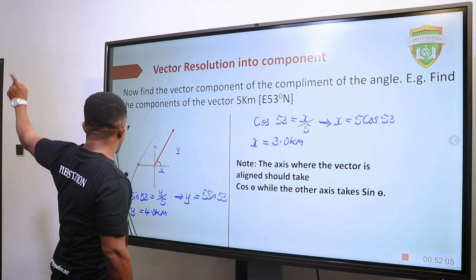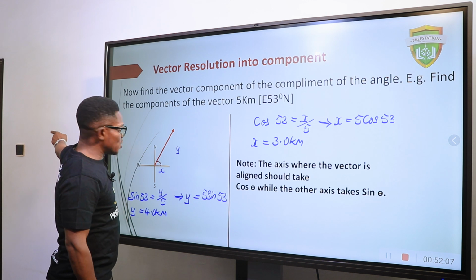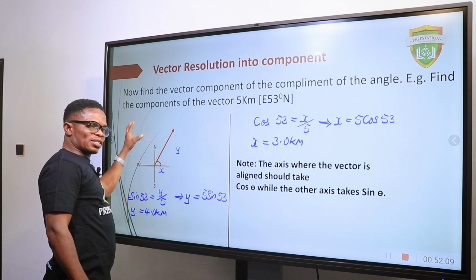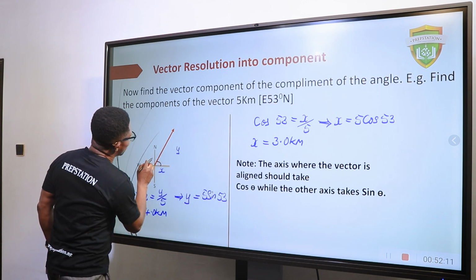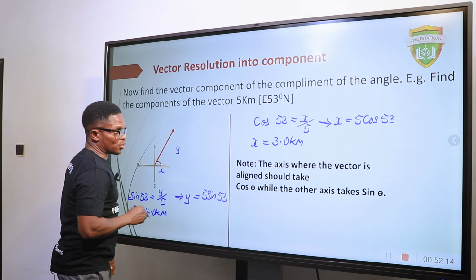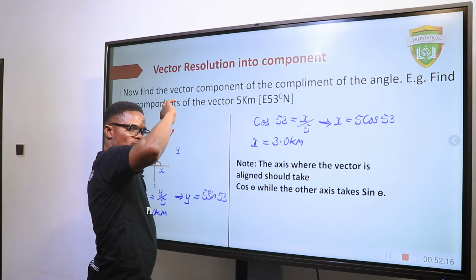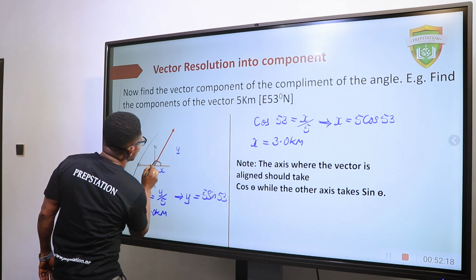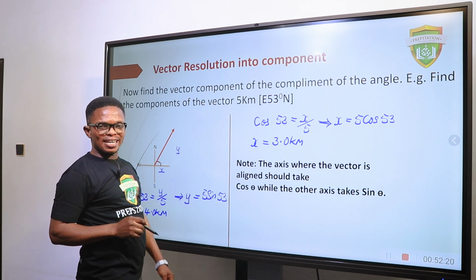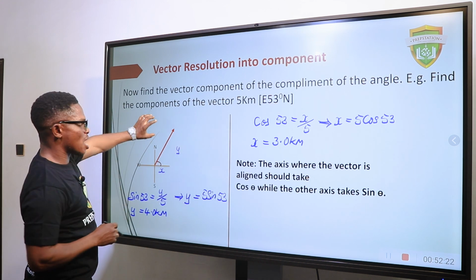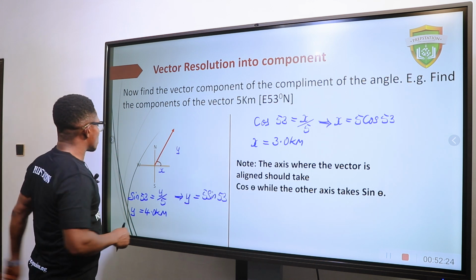Now, if you look at the previous one, the one I just finished explaining, it was northeast. That was why the angle was in between the vector and the north. But here we have east before north, so the angle will be between the vector and the east component. So this is the diagram representing that.